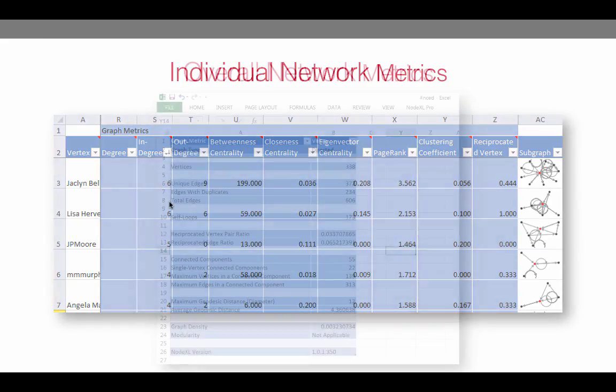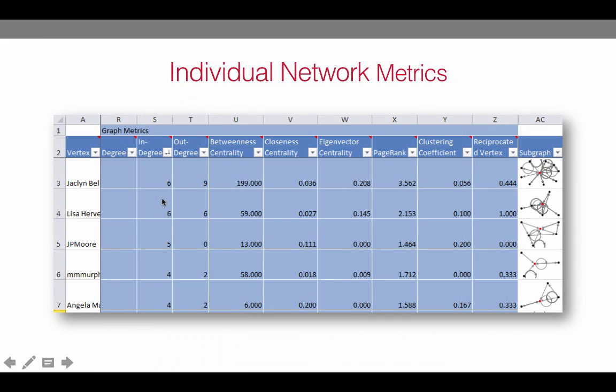Very basic ones are just simple degree. If this was an undirected network, like a Facebook friendship network, for example, we would only have degree. We would not have in degree and out degree. So degree is one of the simplest measures, and it's simply, in a Facebook network, for example, the number of friends that you have in that network.